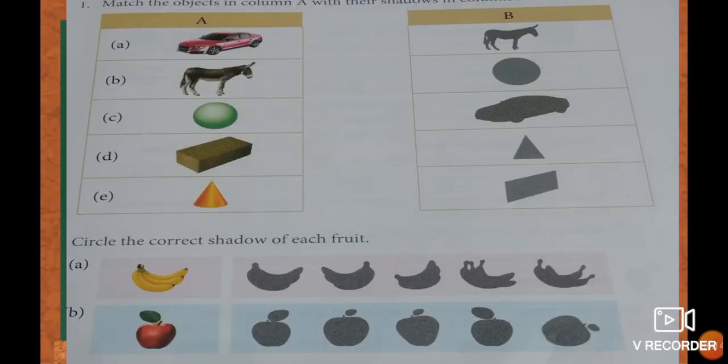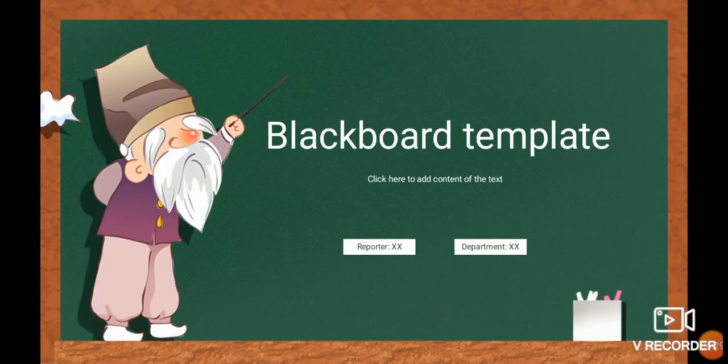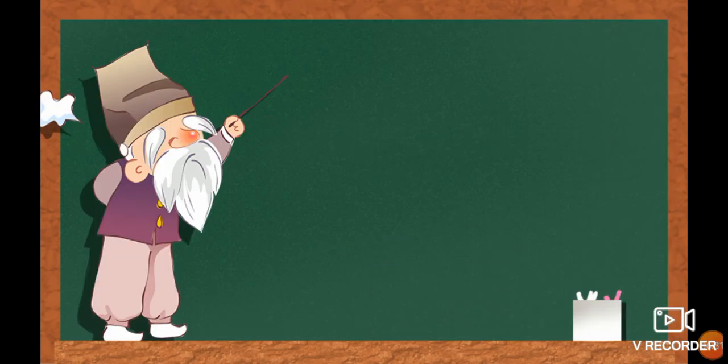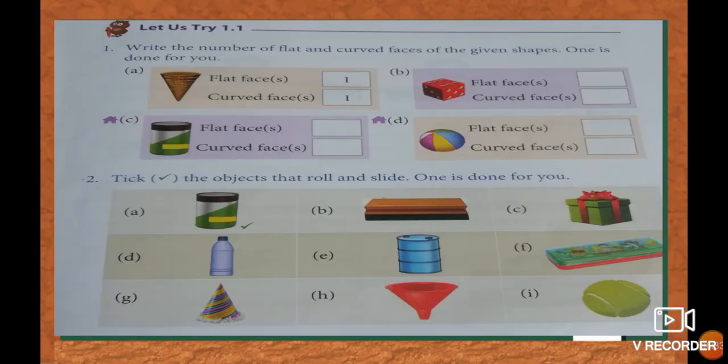Next is match the objects. You have to find out the correct shadow. When you trace something, you will get the same shadow of it. So you have to find out the correct shadow of it and do the very simple thing here. Okay, this much only.